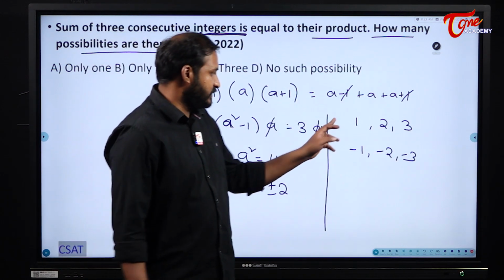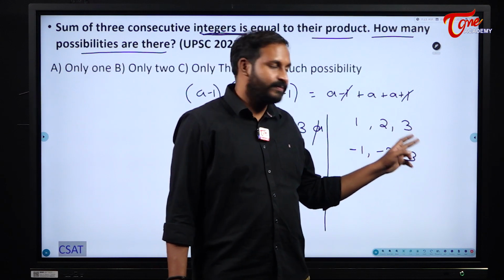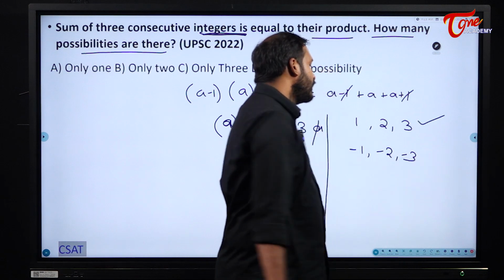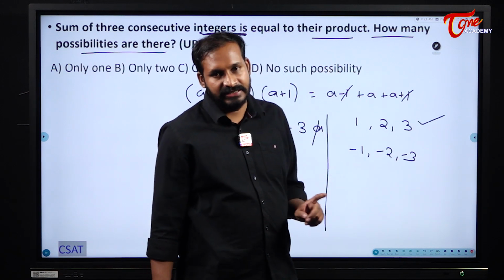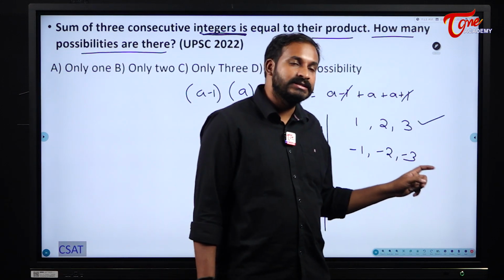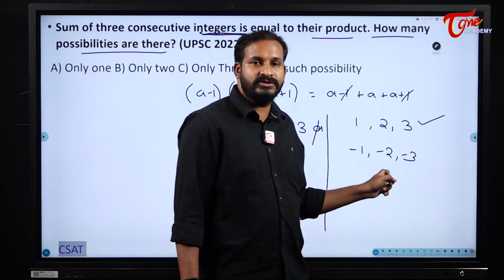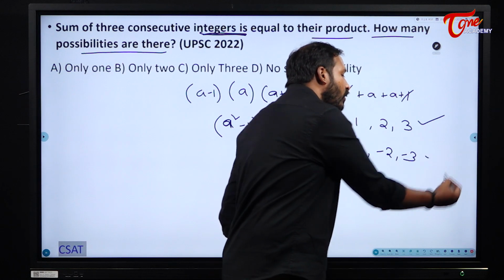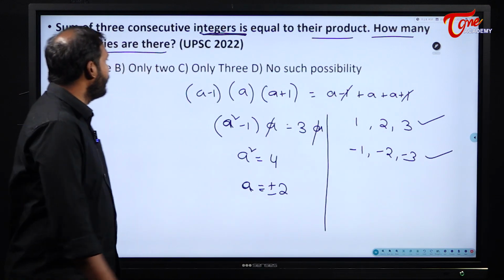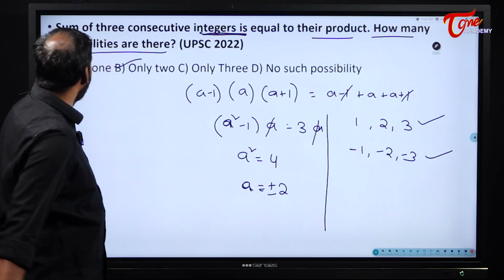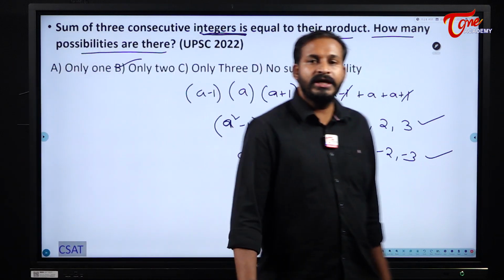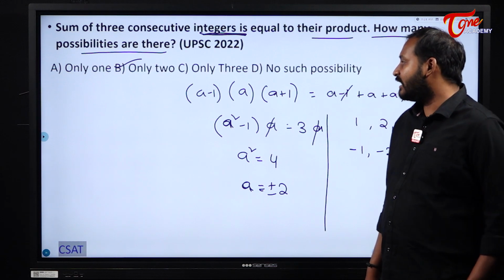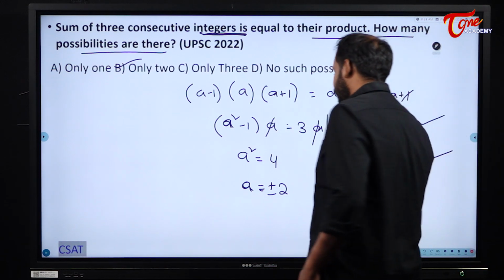Now the sum of the numbers 1 plus 2 plus 3 is 6. The product of the numbers 1 into 2 into 3 is also 6. So this is satisfied. Next, minus 1, minus 2, minus 3. What is the sum I will get here? Minus 6. The product of these three, minus 1 into minus 2 is plus 2, plus 2 into minus 3 is minus 6. So this one is also satisfied. So how many pairs are there for us? Only 2 pairs. How many possibilities are there? Only 2 possibilities are there for us. This is our next question.